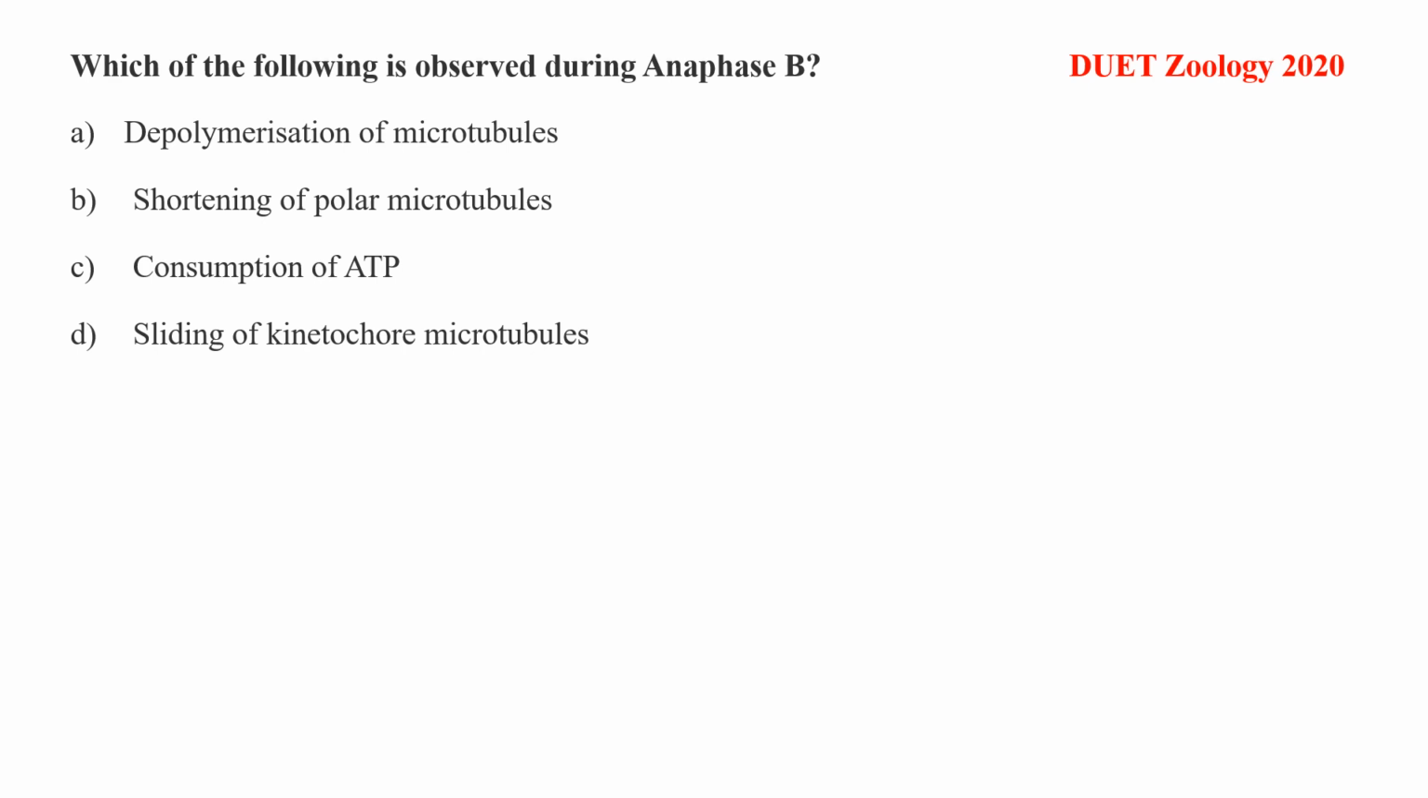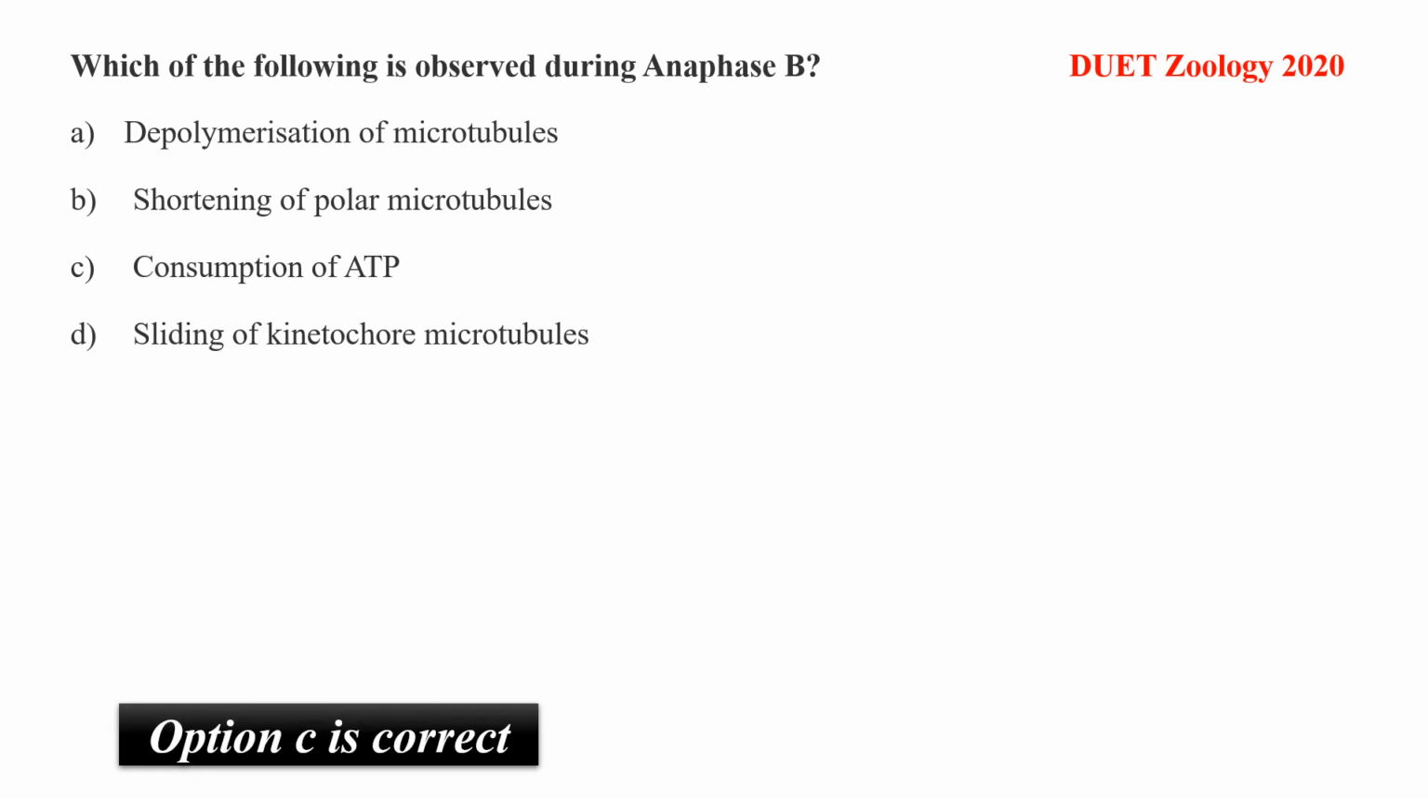Unlike anaphase A, anaphase B is more dependent on nucleotide requirement and especially heavily dependent on ATP. So, in this case, the answer C should be the correct answer, that anaphase B is heavily dependent on ATP consumption. So, option C is the correct answer.